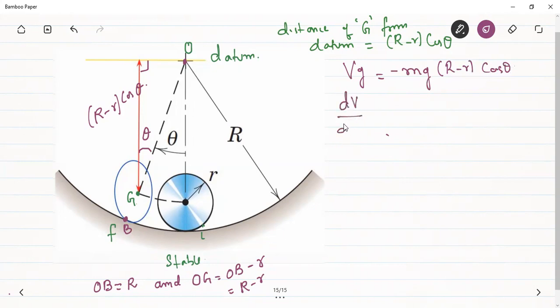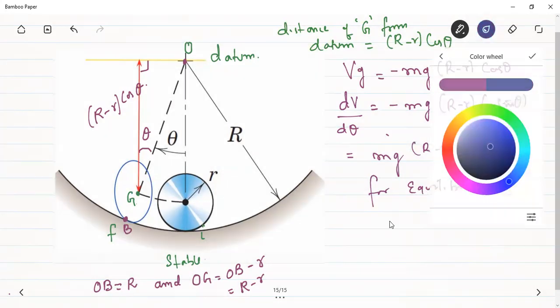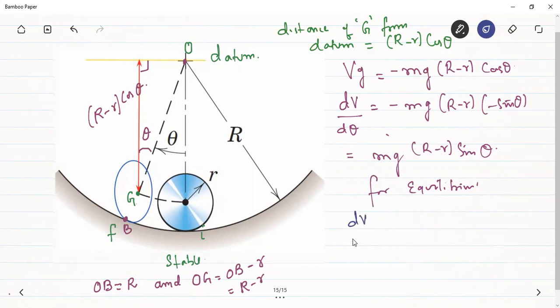If we calculate the first derivative of this function with respect to theta, we will have minus mg (R minus r) times minus sine theta. Minus and minus will be plus. Therefore, it will be equal to mg (R minus r) sine theta. For equilibrium, the first derivative of this potential energy function will be equal to zero, that is, mg (R minus r) sine theta will be equal to zero.